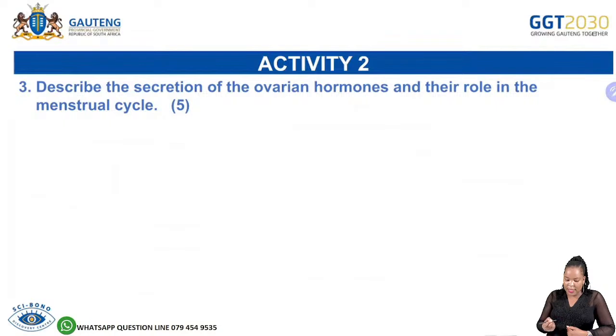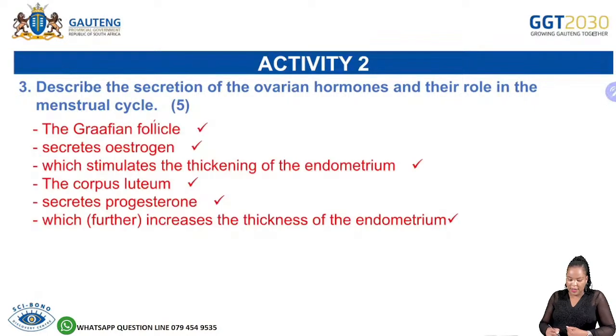So describe the secretion of the ovarian hormones and their role in the menstrual cycle. So how are they secreted? First, the Graafian follicle, which is the mature follicle, is going to secrete estrogen.